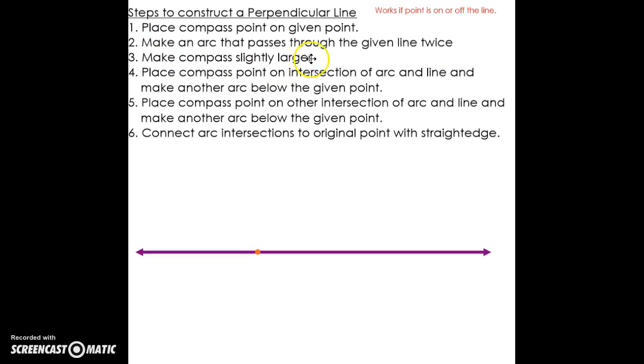So you can also do this same idea when the point is on the line. But when the point is on the line, you do need to make that full semicircle so you can make sure it attaches through your point correctly. So I'm going to grab my compass again. And I did write the steps down here in case you're interested in reading through those. But I'm going to place my compass point on the given point. And I'm going to make an arc. It has to hit the line twice. Now I can make it any size that I want, as long as it hits that line twice.